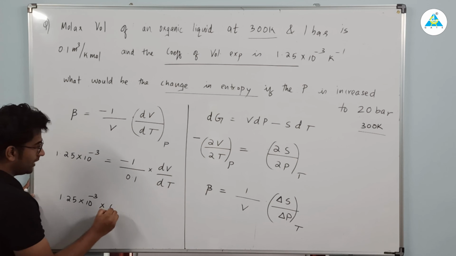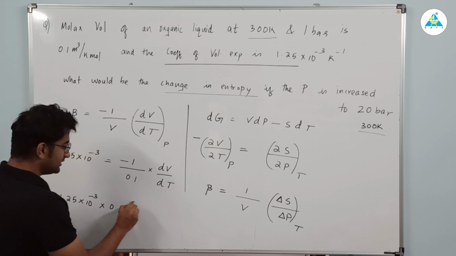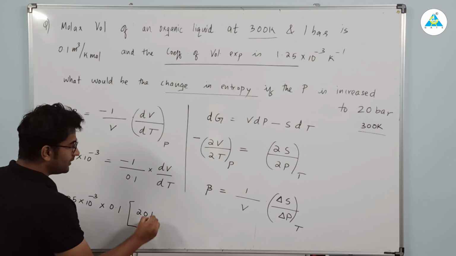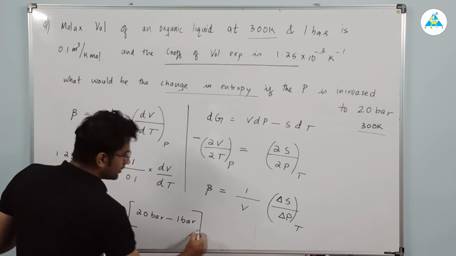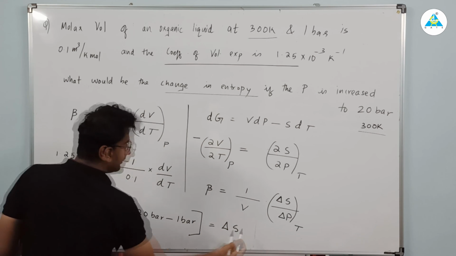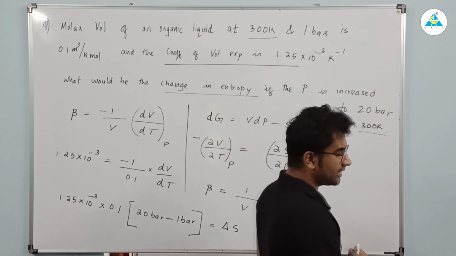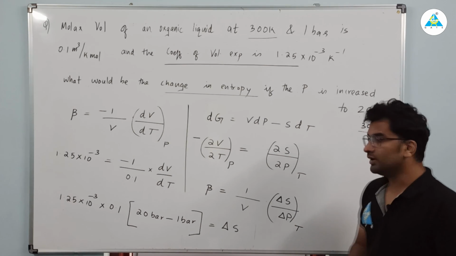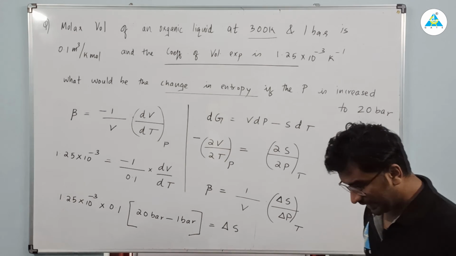Multiplied by volume, volume is 0.1, into, what is the pressure change? Pressure change is 20 bar minus 1 bar. So that will give you delta S. Check the units, okay? Convert bar into Pascal and all, and find the answer of delta S. Easy. So do the calculation.